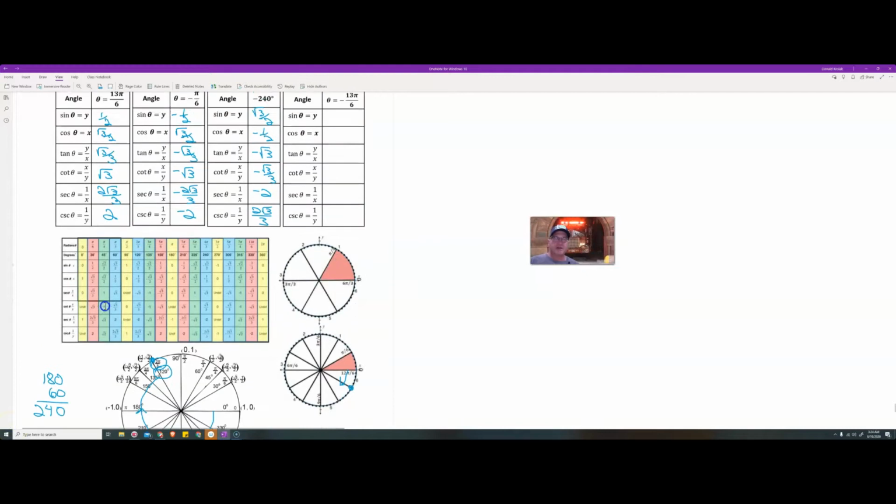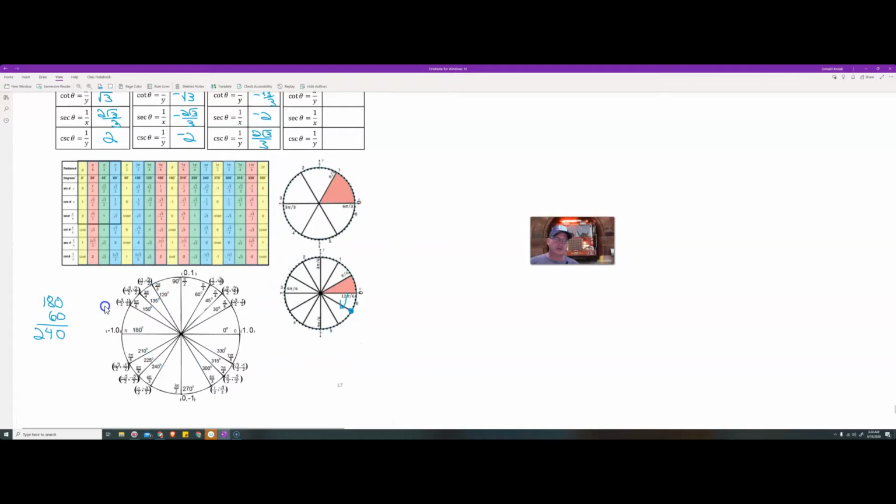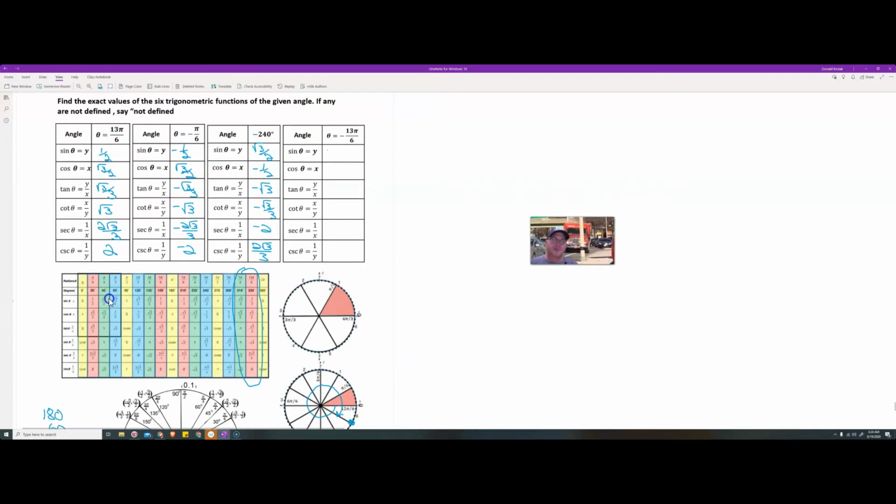All right, and finally, negative 13 pi over 6. So I'm going to count clockwise 13 of these slices. So going all the way around are 12 slices. So there's negative 13. So that's the same as 11 pi over 6. They've got the same coordinates of where that wrapping would end, the endpoint of the wrap. So then we fill those in, and that's our 6 trig values.